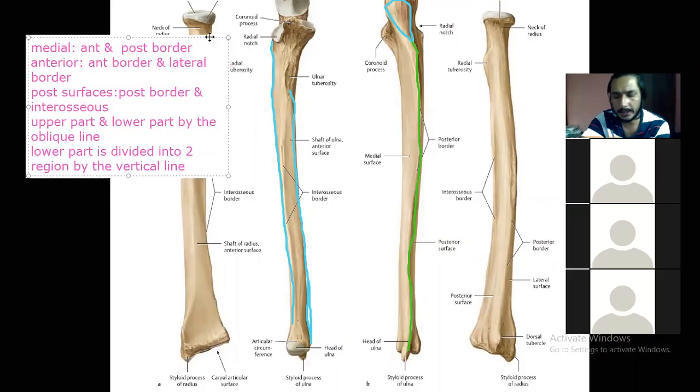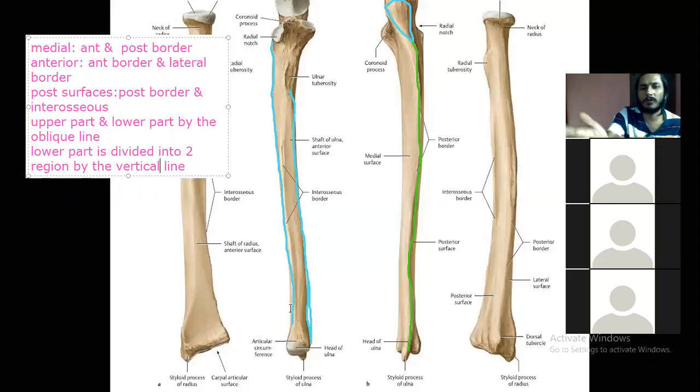That is about the posterior surface only. So the posterior surface has divisions: there is the oblique line and the vertical line. The oblique line divides the posterior surface into upper part and lower part. Then the lower part is again divided into two by the vertical line. Just you remember it. Now the next, we'll go for the lower end.